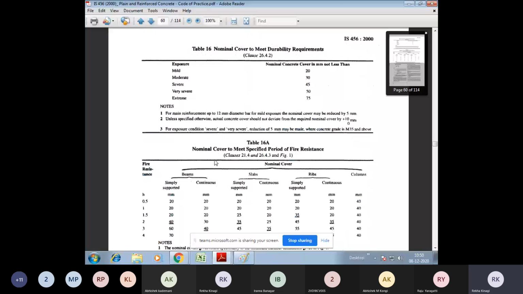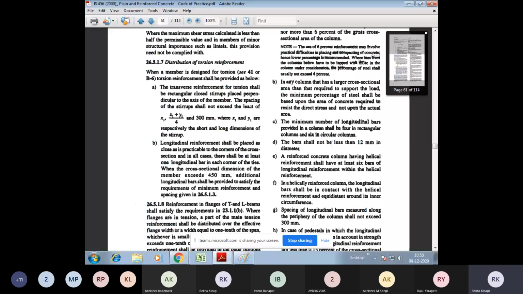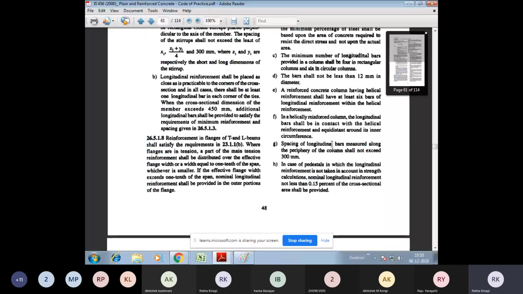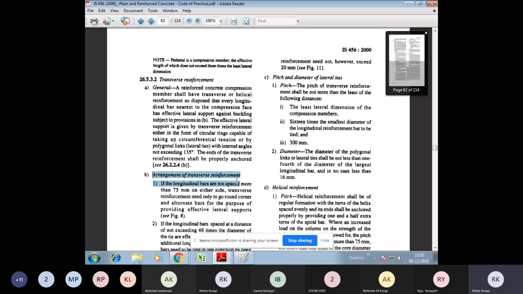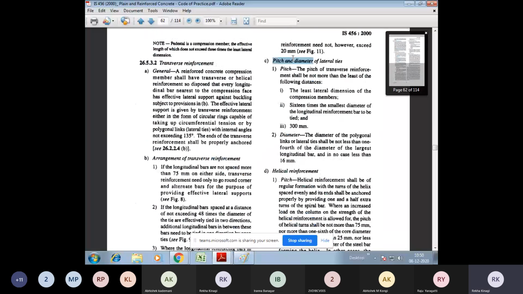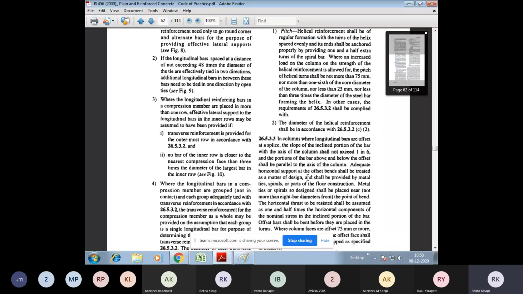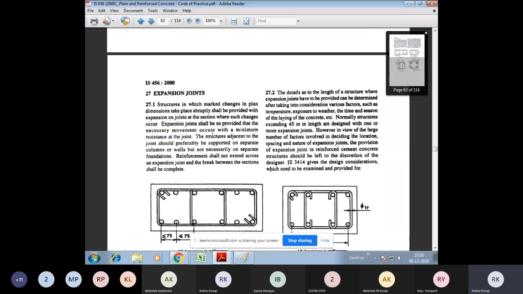For the columns, yes, 26.5.3. Here we have the different clauses for the longitudinal reinforcement. We have the clauses for the transverse reinforcement and arrangement of transverse reinforcement. Then coming on to the pitch and the diameter of lateral ties and the diameter of helical reinforcement, and so on. So these clauses we are going to use for our design and do the design for axially loaded member only, that is concentrically loaded column.